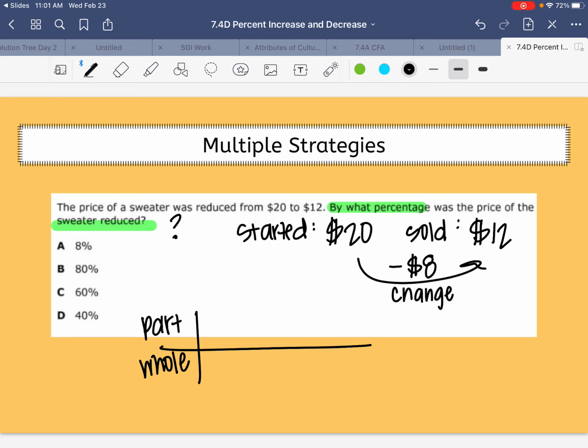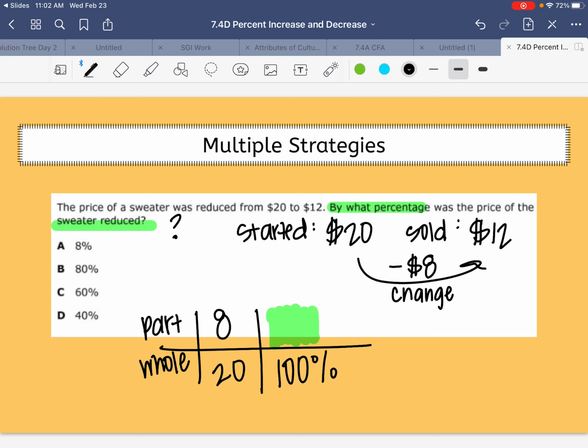Now, 12 is a part of 20, but it is not the part that I'm looking for, because I don't want to know what percent I'm paying. I want to know what percent it was discounted or reduced. So my part here will be 8 out of the original whole of 20. And then we want to know what percent that is out of 100%.